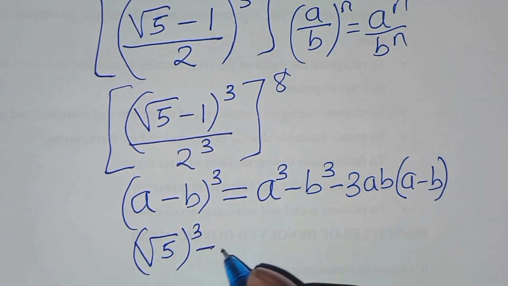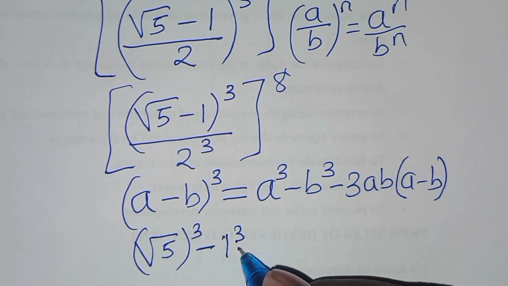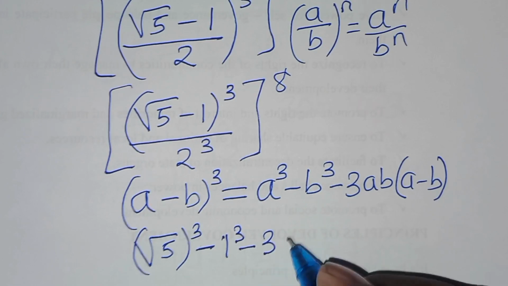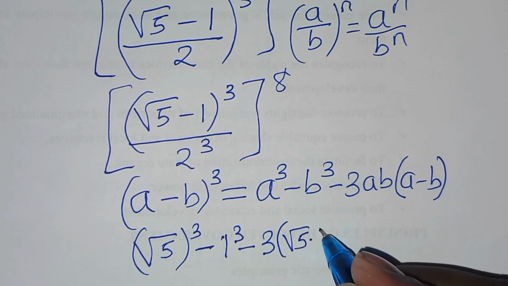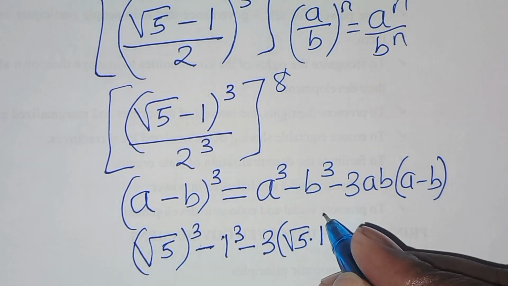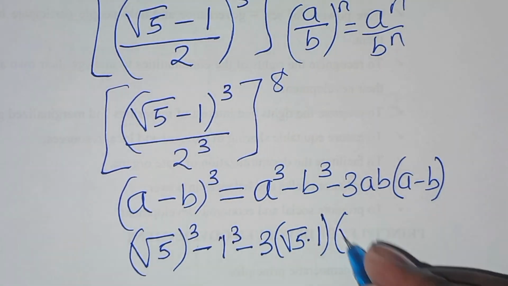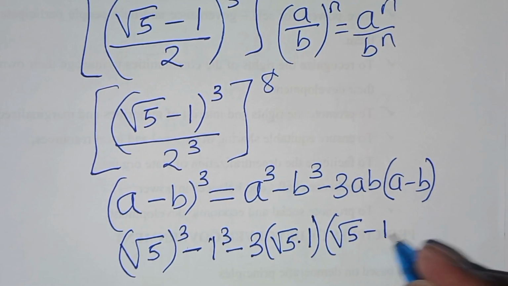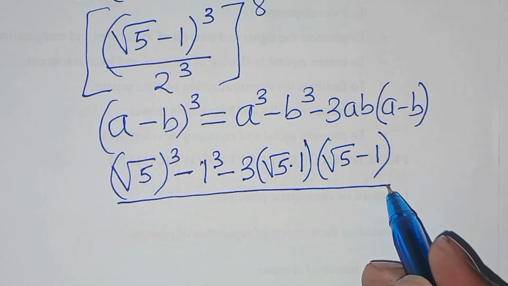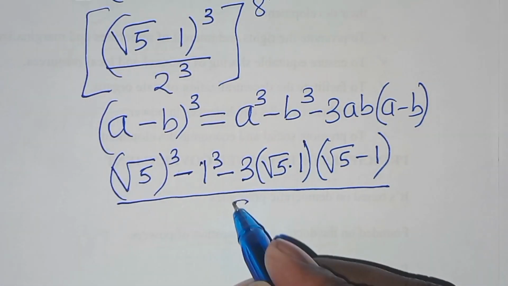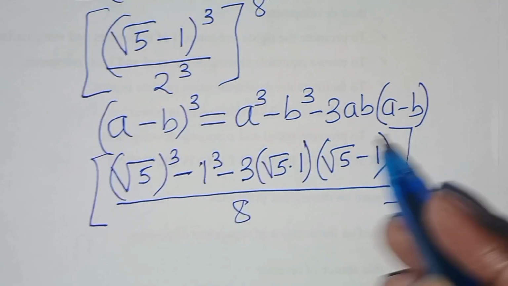subtract 1 cubed, then subtract 3 multiplied by √5 times 1. Then we'll have a minus b, that is (√5 − 1), we close the bracket, and then divided by 2 to power 3, which is 8, everything raised to power 8.